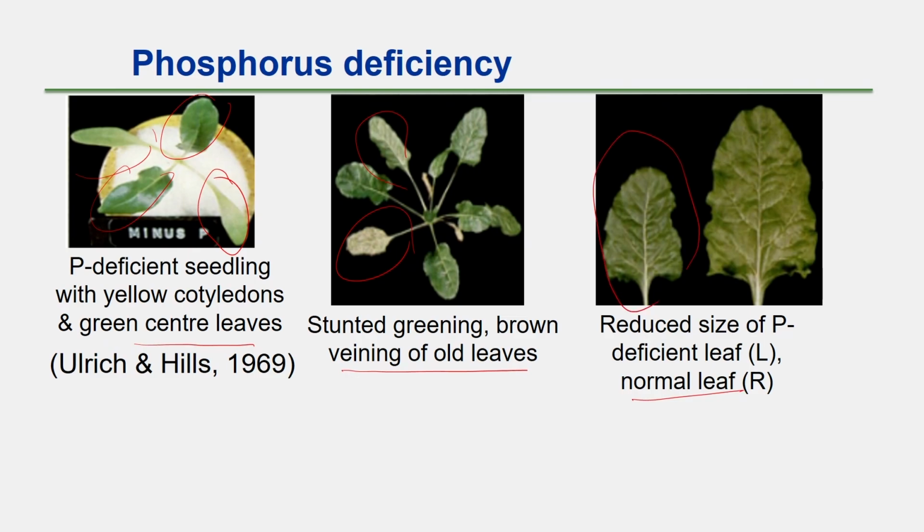On the left side, you can see the size of the leaf is also reduced, and the leaf on the right side has no deficiency of phosphorus.